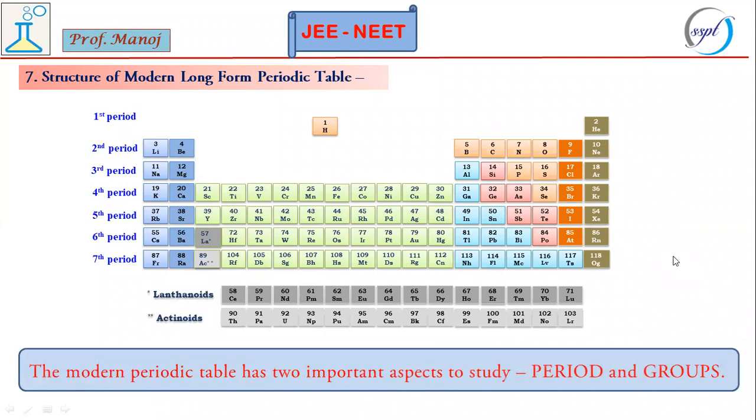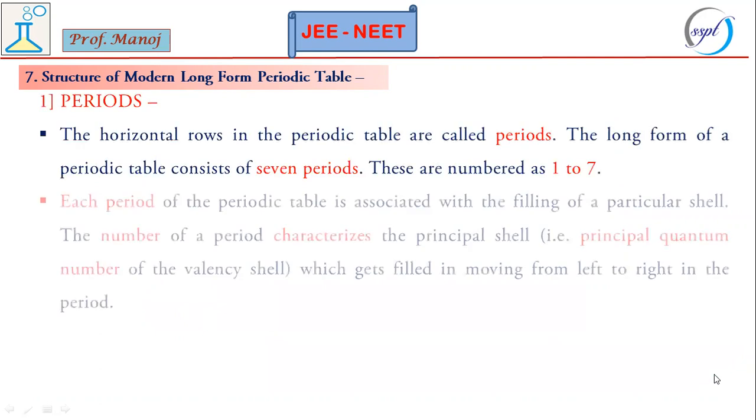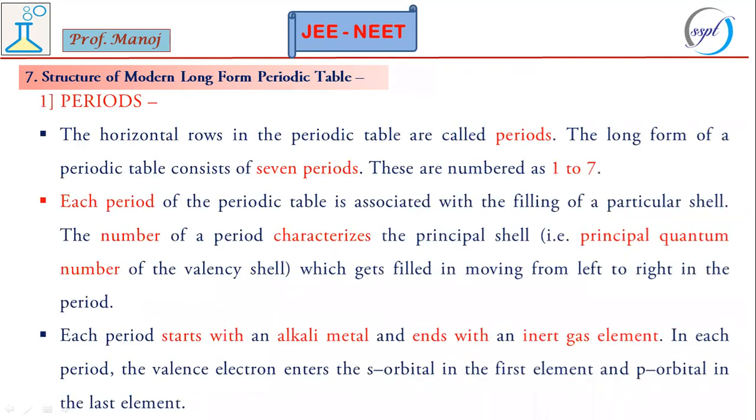We are now going to just take information about period in detail, groups in detail, and their relation with quantum numbers and configuration. I am showing this thing, read it up. Easy stuff.